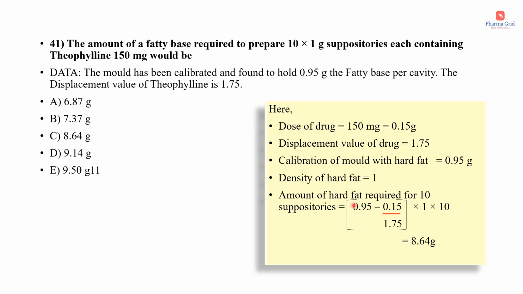So therefore the amount of hard fat required for 10 suppositories will be equal to, substitute all these values in the formula, we will get the answer as 8.64 gram. So here the answer is option C, that is 8.64 gram is the amount of fatty base required to prepare 10 into 1 gram suppositories each containing theophylline 150 milligram.